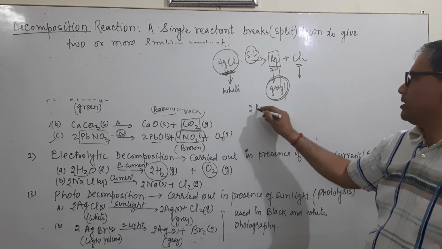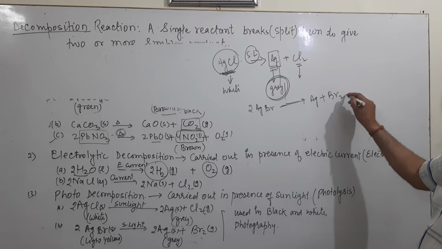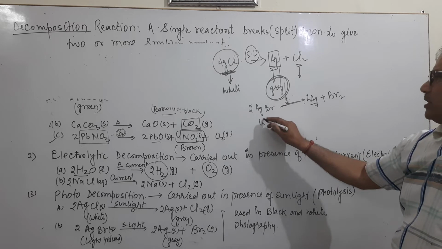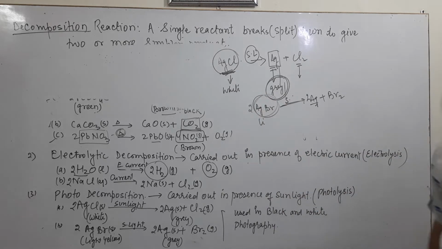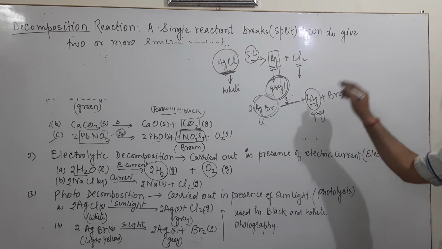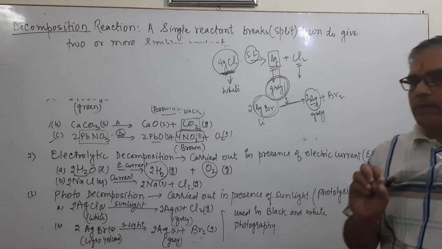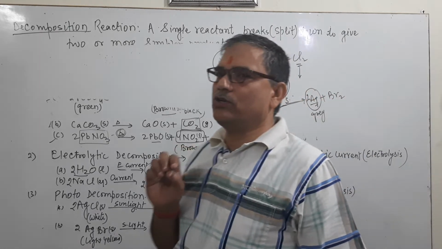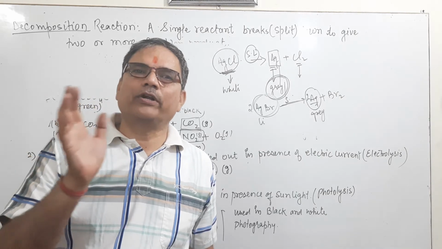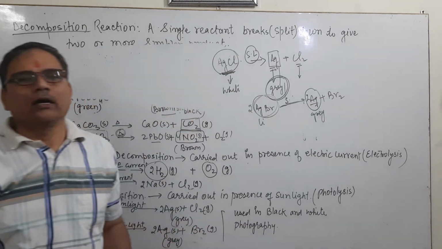And similarly, 2AgBr in presence of sunlight gives Ag plus Br2. Its color is light yellow, which again gives gray in color. ये जो silver chloride and silver bromide photo decomposition reaction है, is always used in black and white photography में. जो हमारी रंग बिरंगी photography है, in olden times हम black and white photography जो use करते थे, उस black and white photography में use होता है.